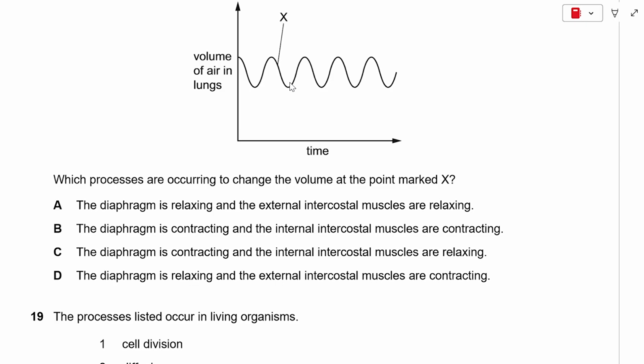All right, but at the same time, as the diaphragm is relaxing, the external intercostal muscles also relax, so that the rib cage can move inward and the air can be forced to move out, so that its volume can decrease. So here we'll choose A as our choice.